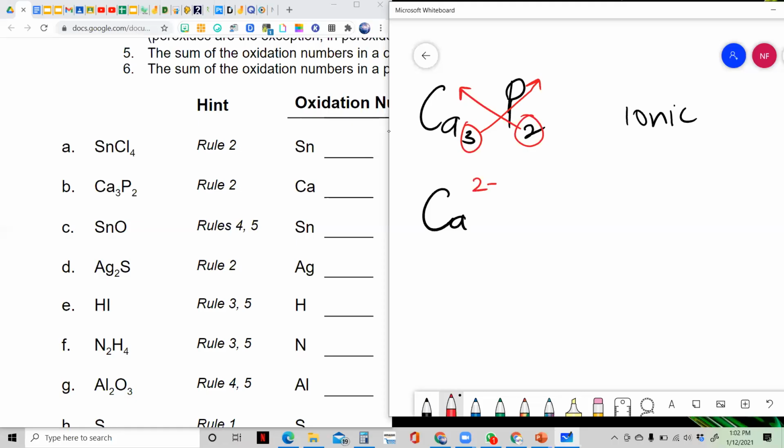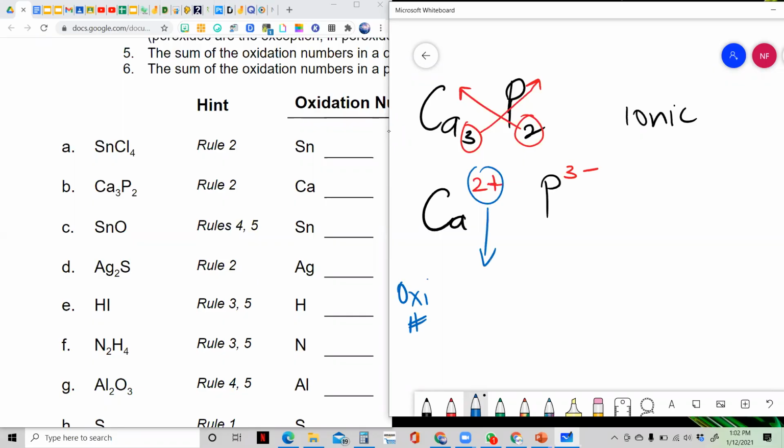2 plus. Remember, it's a charge, so you must tell me plus or minus. And for phosphorus, what would have been the charge? Negative 3. Right, so it is 2 plus and 3 minus. So look how easy it is to find the oxidation number.